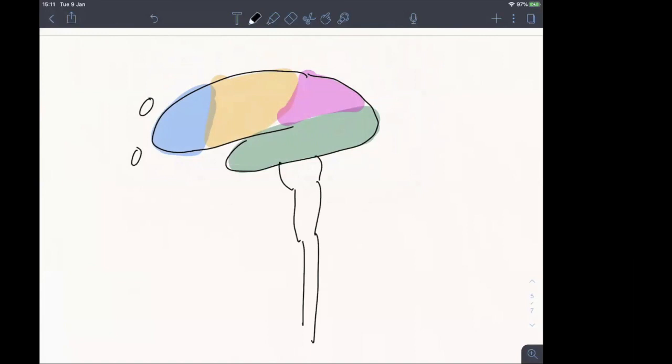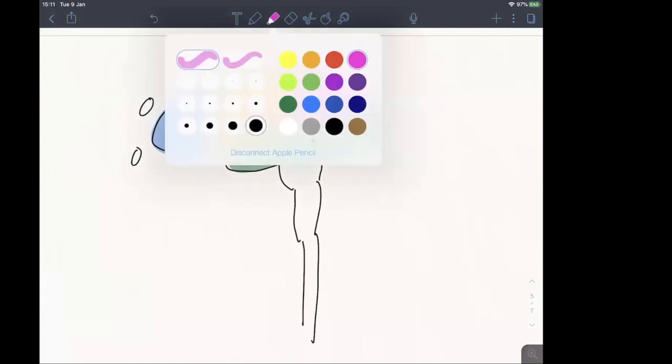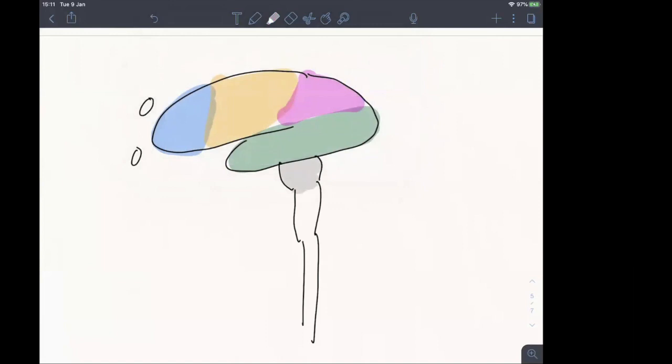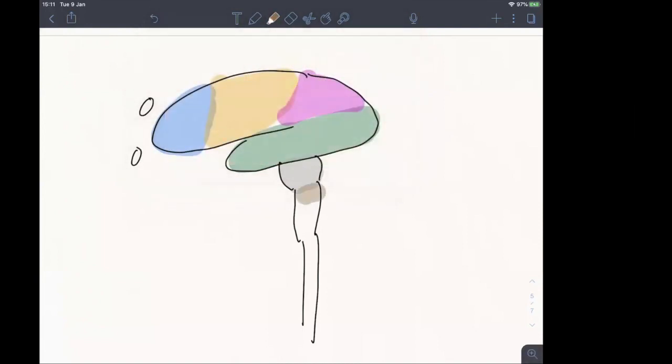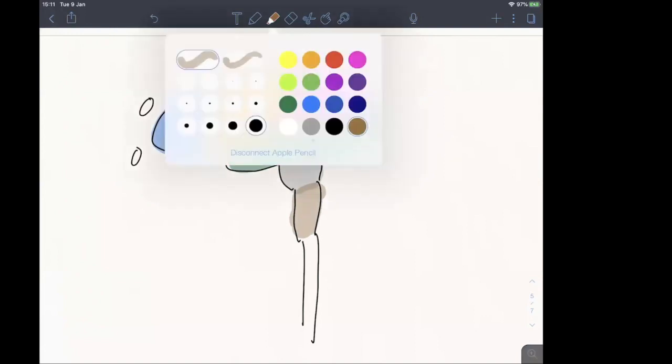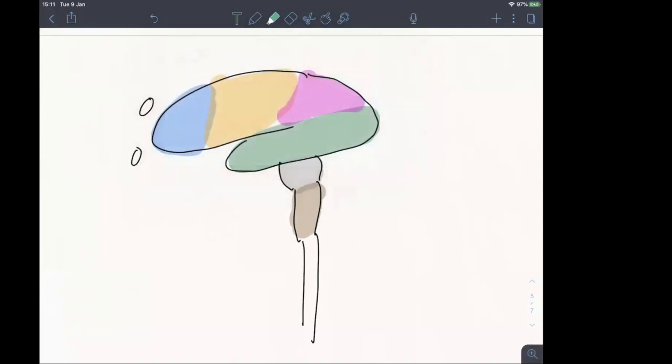Now in this situation, the brainstem is also important. So I'm going to color the brainstem as well. I'm going to color it gray. So in the brainstem, you have the midbrain in gray and the pons in brown. And this is the medulla.